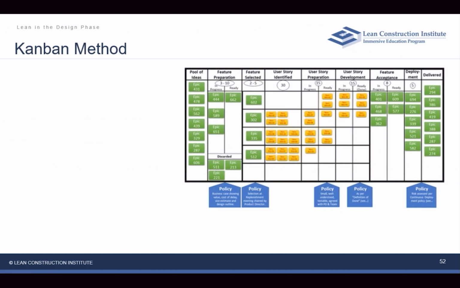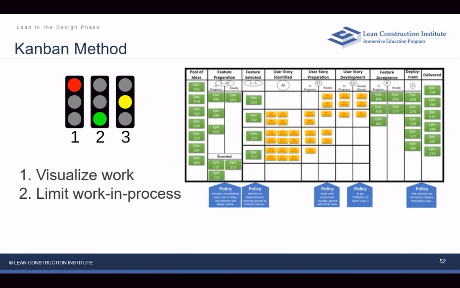Now remember what we talked about with signals. We're visualizing our work. And remember, signals allow us to create flow. So what they do on these boards is they use something called work in progress limits.